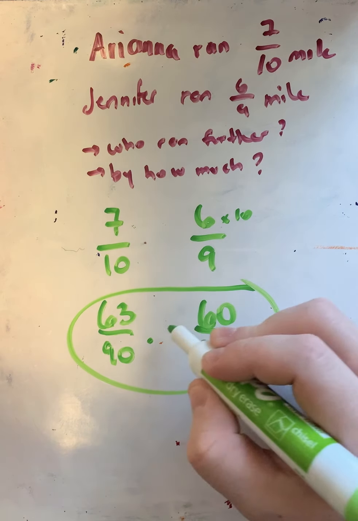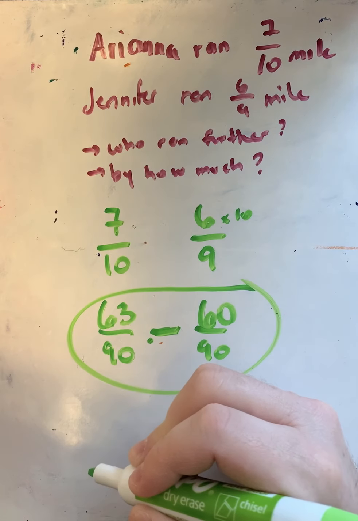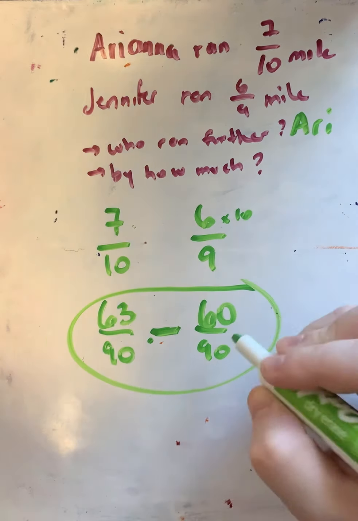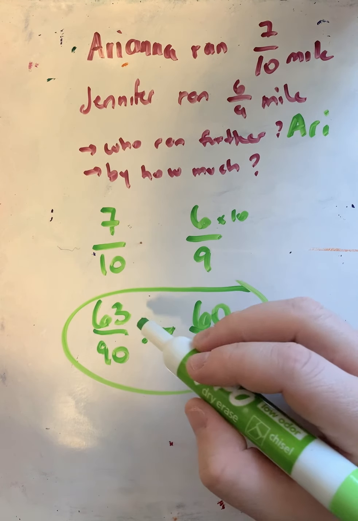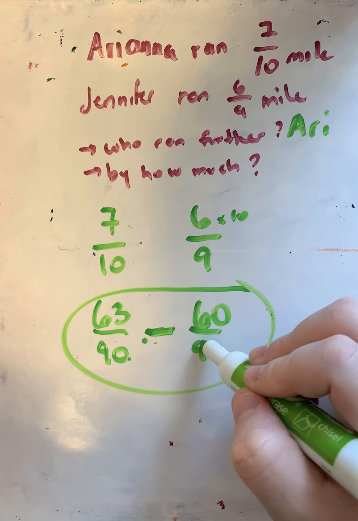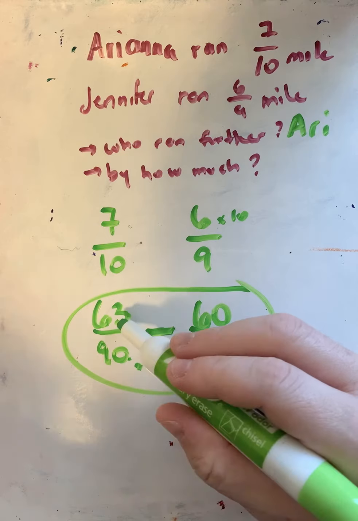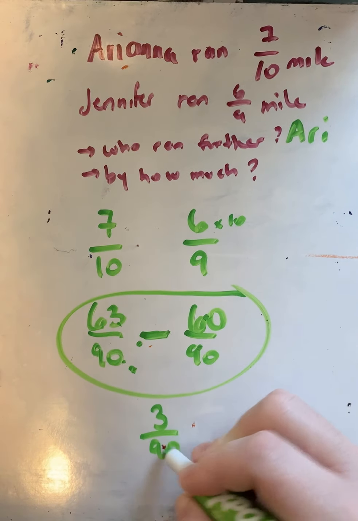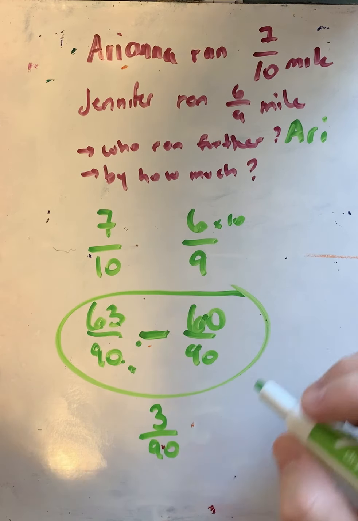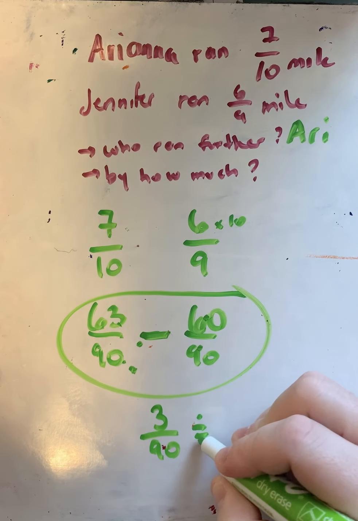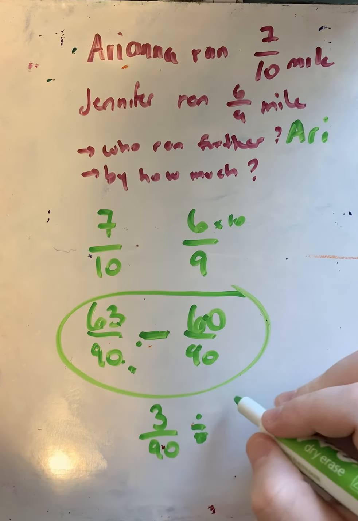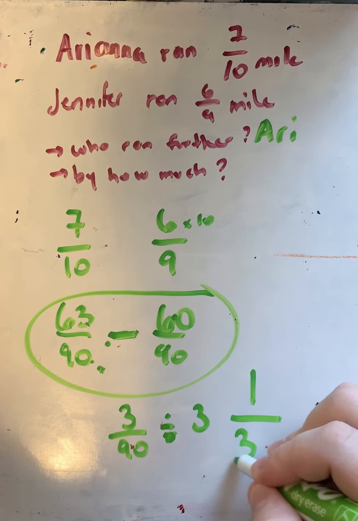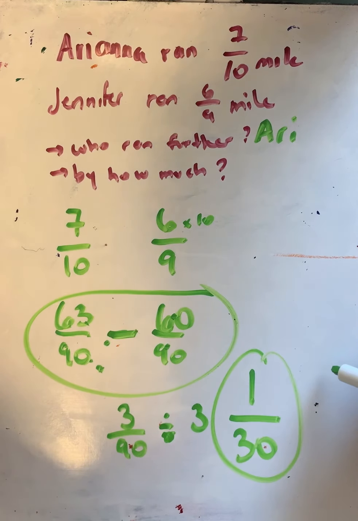Now, you've already got the subtraction already done for you. So this is Ari. We know that's Ari. So we would look at this and say, okay, our denominators equal up. So 63 minus 60 is 3/90. We're done, right? Not so much, right? We have to divide by 3. So 3 divided by 3 is 1. 90 divided by 3 is 30. So it's 1/30 of a mile.